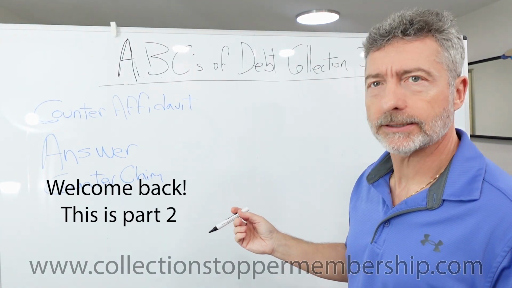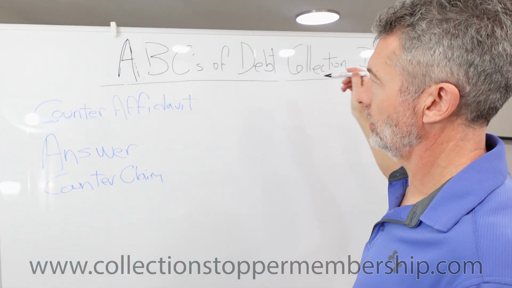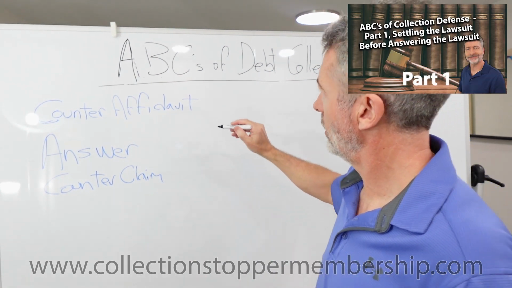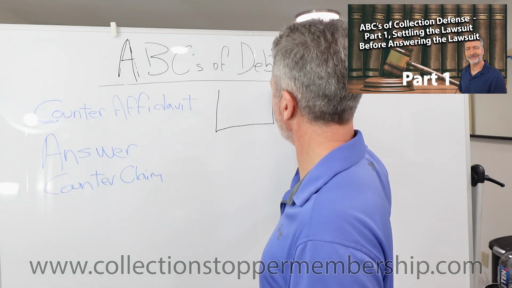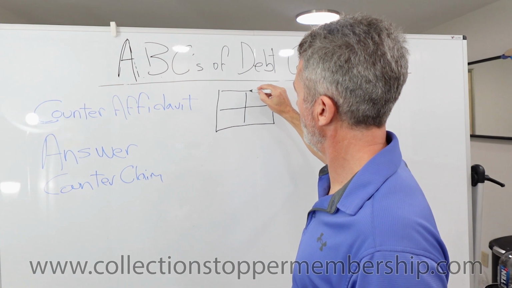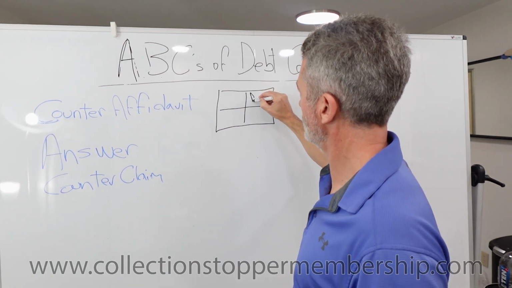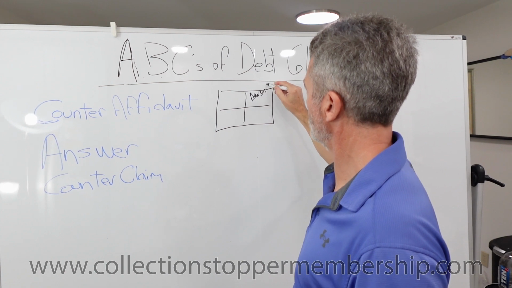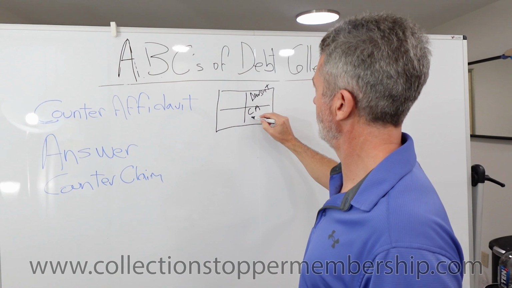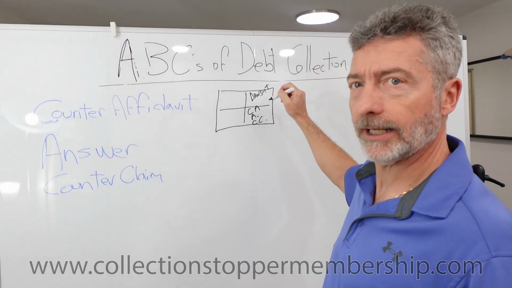All right, so the second part of the ABCs of debt collection defense is probably the most important of that four quadrant we talked about. We talked about receiving the lawsuit and the settlement possibilities. Now we're into the counter affidavit, the answer, and the counterclaim. C's and A's.